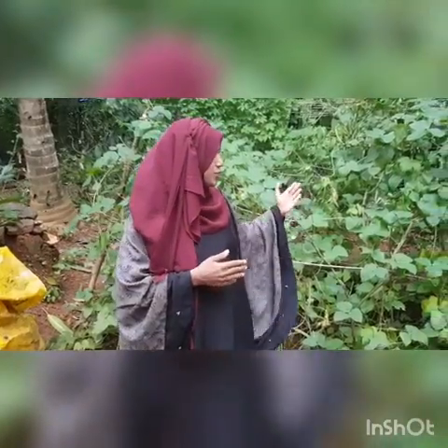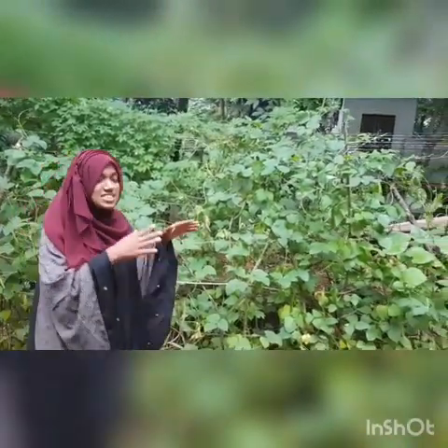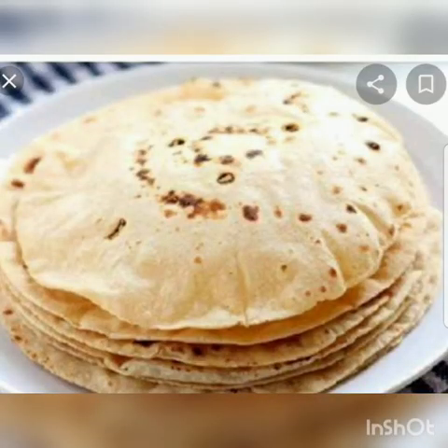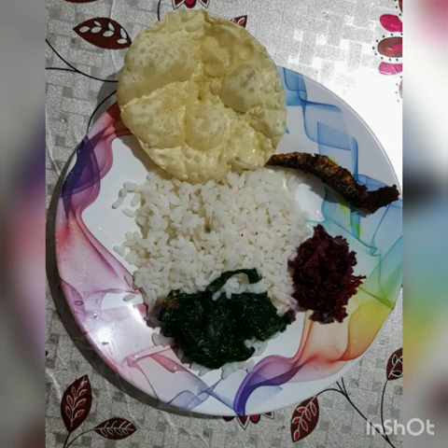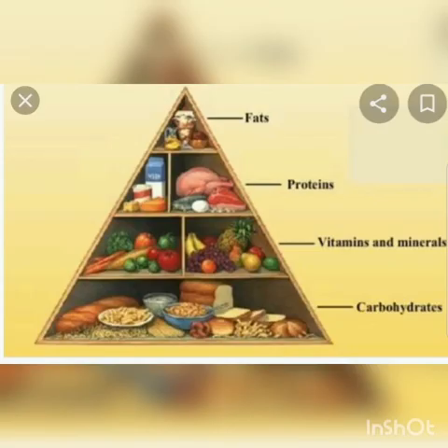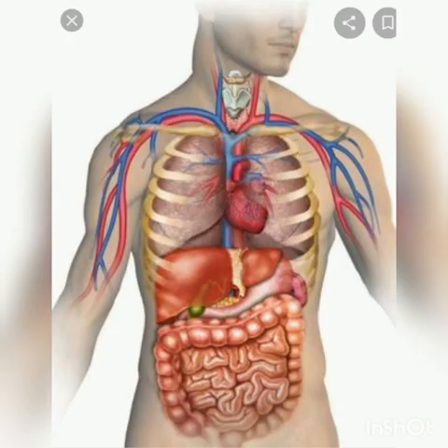Today we can discuss the first chapter in our science, that is nutrition in plants. We can see plants around us. In class 6th, you learned that food is essential for all living organisms. You also learned that carbohydrates, proteins, fats, vitamins and minerals are components of food. These components of food are necessary for our body and are called nutrients.